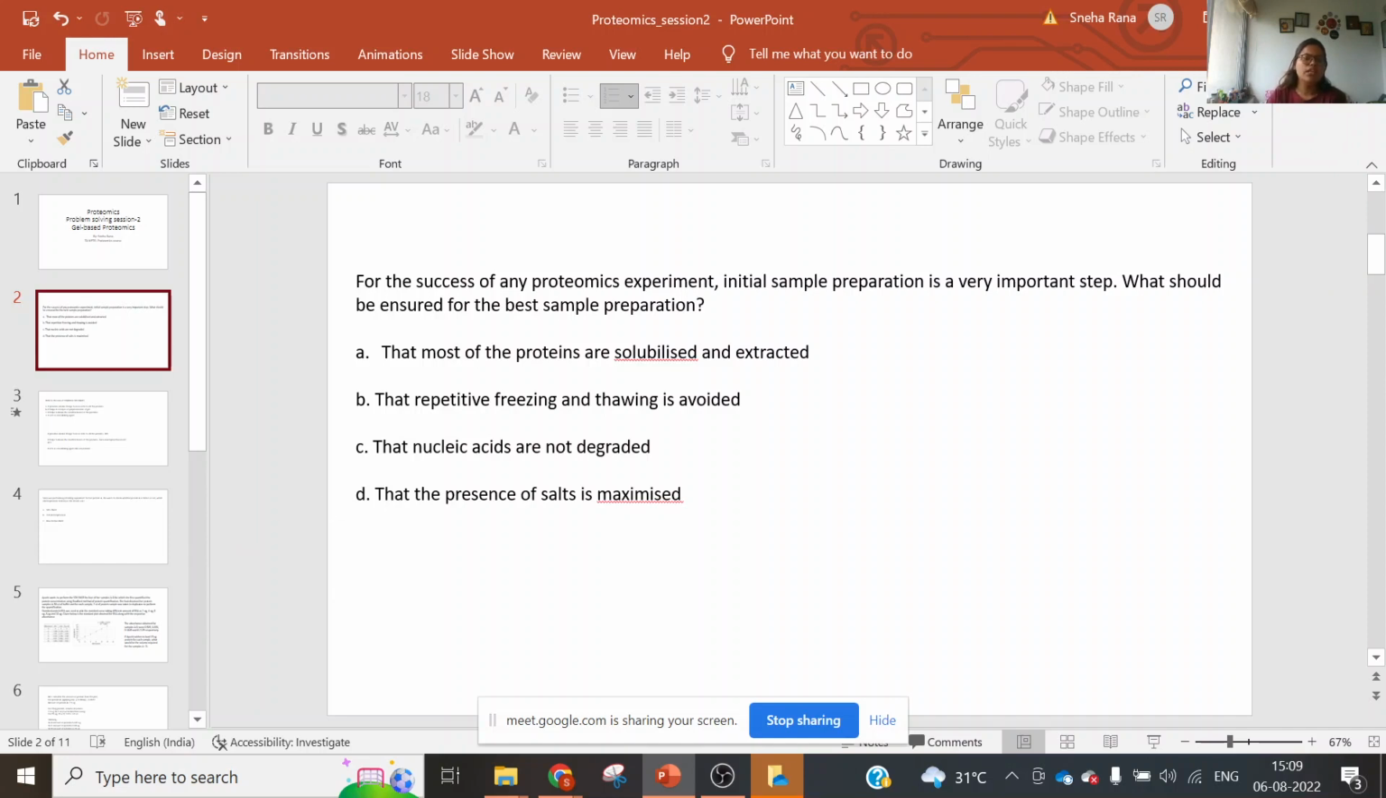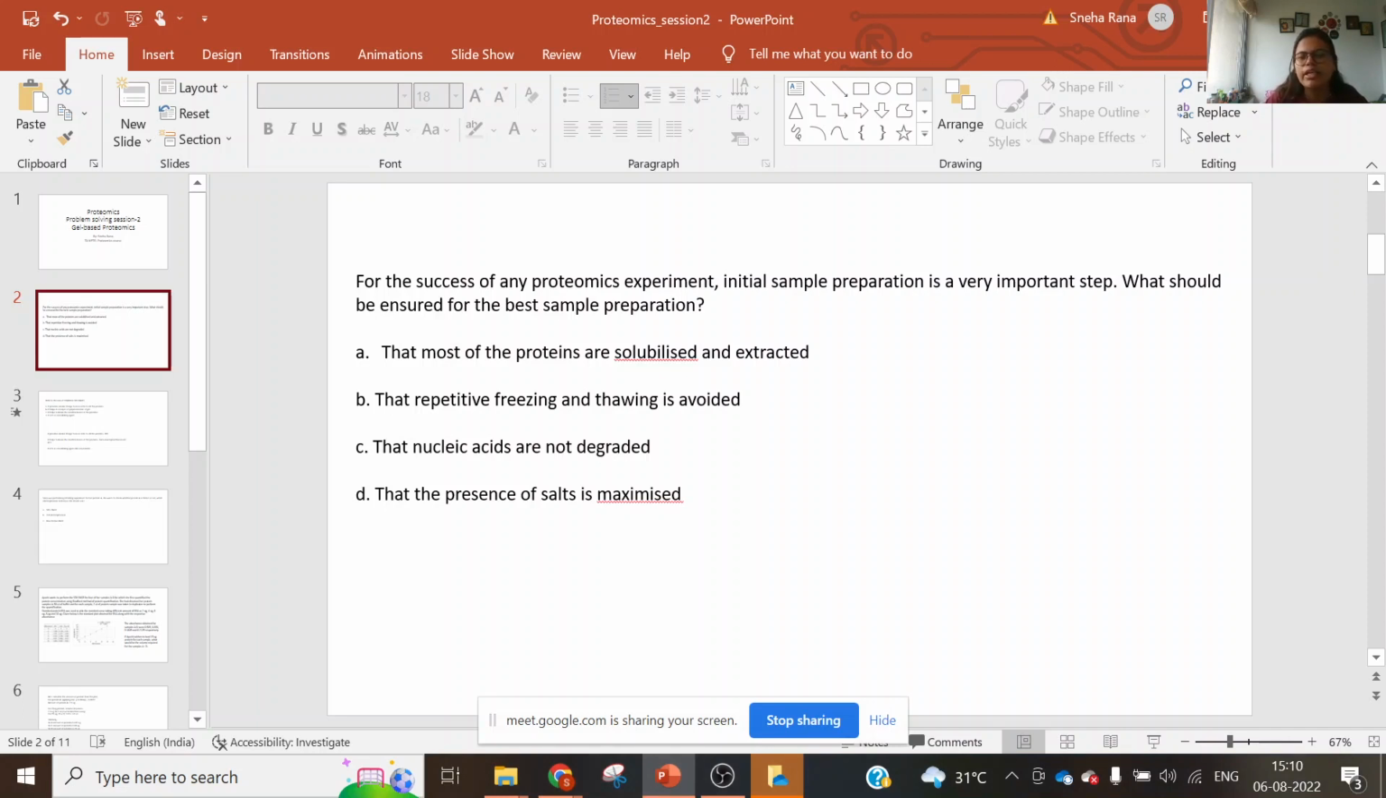Third is that nucleic acids are not degraded. So you are interested in proteins in your sample. If nucleic acids are not degraded, it might hamper your analysis for proteins. So is it a best sample preparation technique or not? Should you degrade the nucleic acids in your sample or should they not be degraded? Can I have some response?